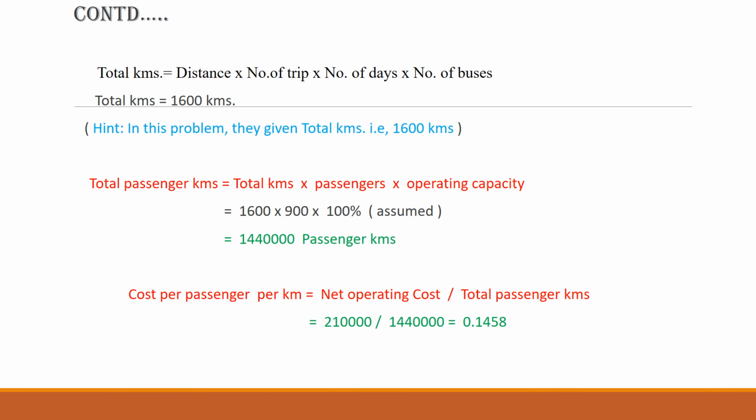Therefore, cost per passenger per kilometer equals net operating cost divided by total passenger kilometer. As per the operating cost sheet, we got 2,10,000 as net operating cost and total passenger kilometer is 14,40,000. Therefore, cost per passenger per kilometer is rupees 0.1458. With this problem, the two problems are now solved.